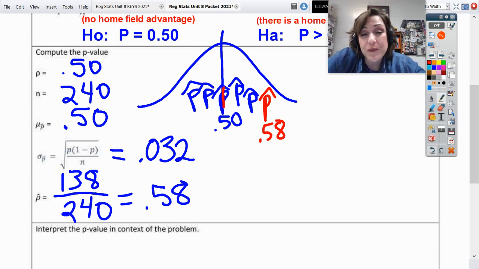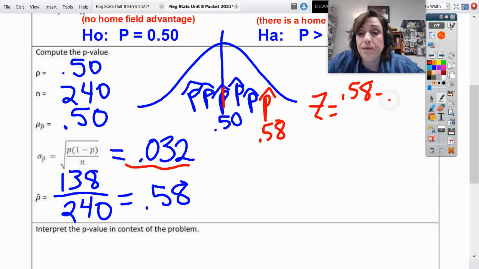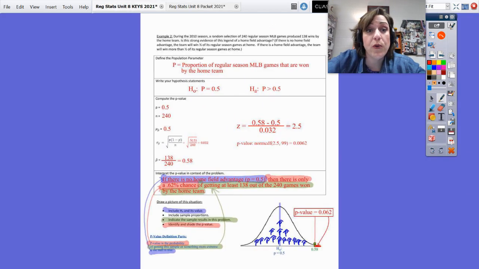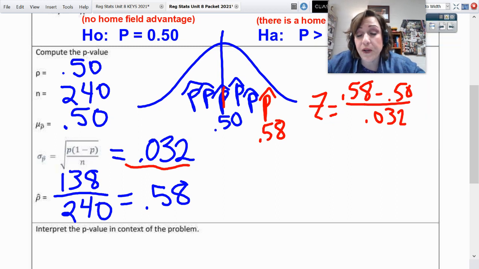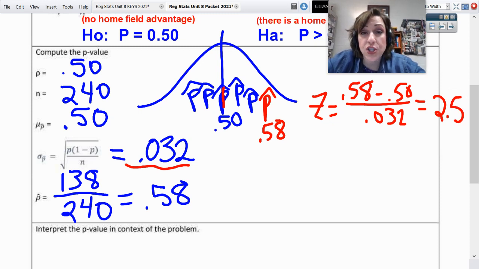You get different data from season to season because of sampling variability. You get different data than me because of sampling variability. So we need to know just how far away it is, and that's why we did the standard deviation. We get our z-score by doing 0.58 minus 0.50 over that standard deviation, and we come up with a z-score of 2.5. So that's pretty far out there. Remember how we used to say, what's unusual, what's an outlier amount? Something that is more than 2 standard deviations.